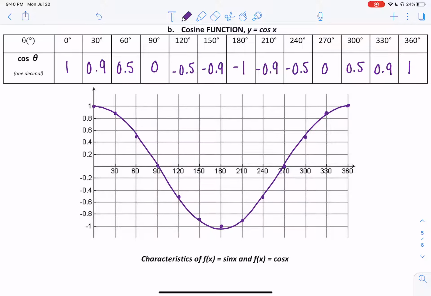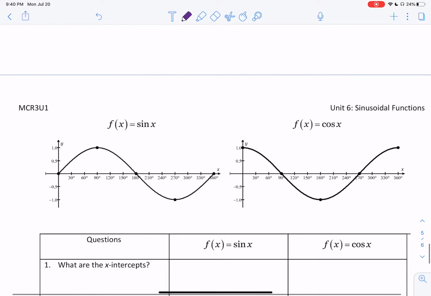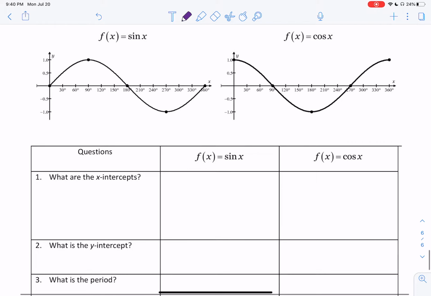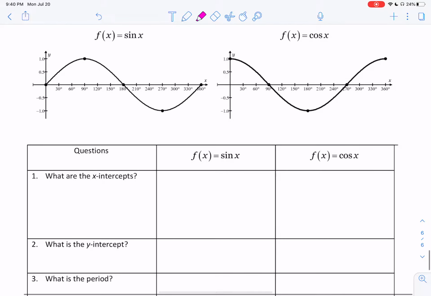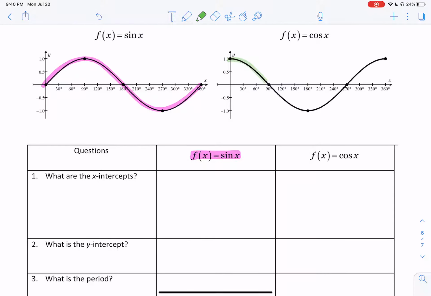Now let's address some of the characteristics of these two parent functions. Here they are again. We have our sine curve on the left here, like this. And that is our sine curve. And then we have our cosine curve on the right. So let's address their characteristics.